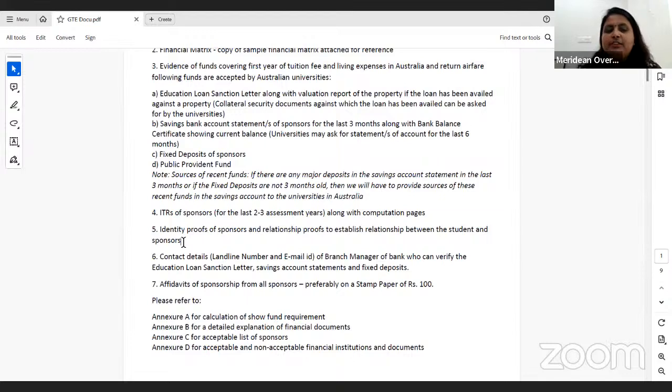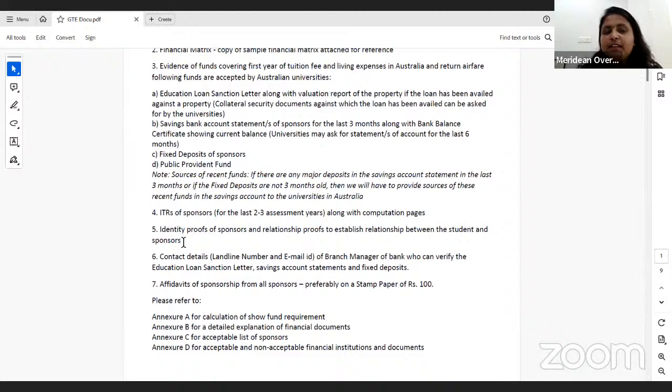Okay. Now coming to the students and sponsors relationship proof. In that case, definitely if your parents are sponsoring you, your parents' name always comes into your documents, so that would be verified. Suppose your grandparents are sponsoring you, in that case, definitely your grandparents' name is on your parents' documents. And at that point of time, we are looking for affidavits of sponsorship from all the sponsors, so that we can also give that as a relationship proof.